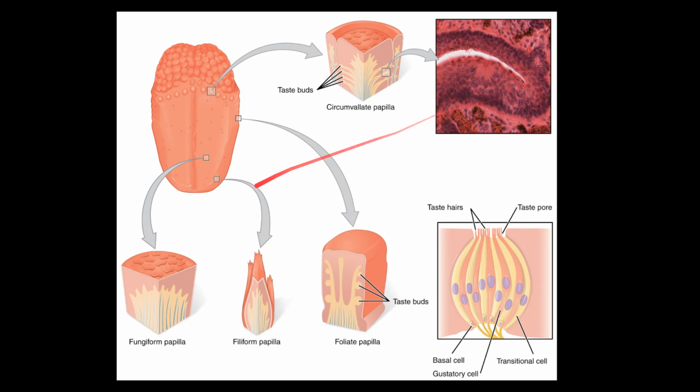This right over here is the tongue. On the tongue, there are all different kinds of taste receptors. If we zoom in on some of these, we can see that something that causes taste enters this area here and stimulates some of these cells. They send that signal through these nerves to the brain.